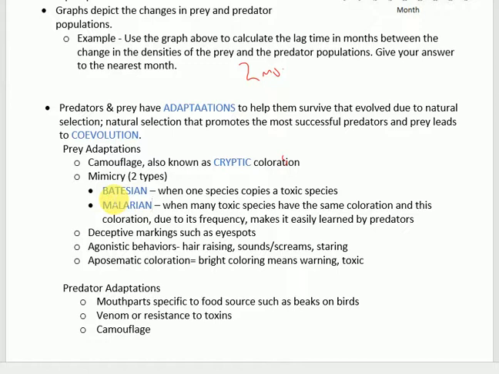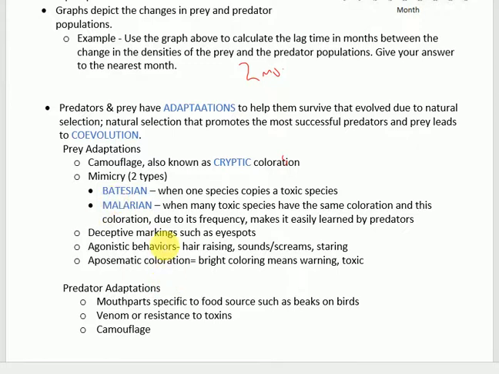So the monarch is actually poisonous. It's actually dangerous for birds to eat monarchs, and they have learned this. So the viceroy butterfly actually mimics the look of the monarch in order to not be prey.